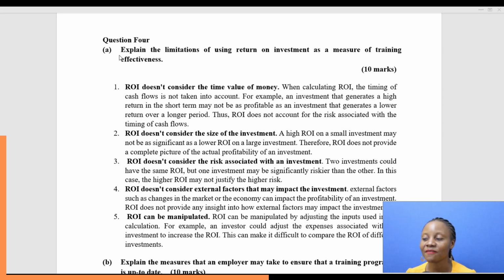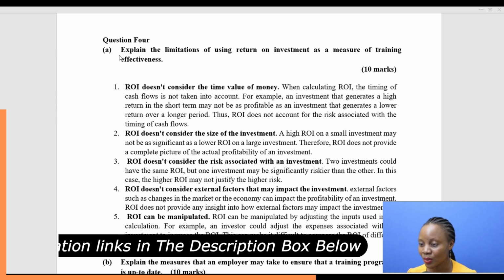Therefore, return on investment does not provide a complete picture of the actual profitability of the investment. So because it does not consider the size of the investment, that also makes it a drawback of using this measure as a way of seeing whether training was effective or not. So that is also a disadvantage.